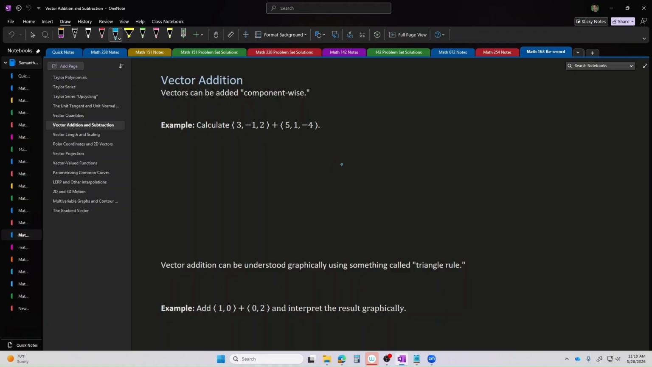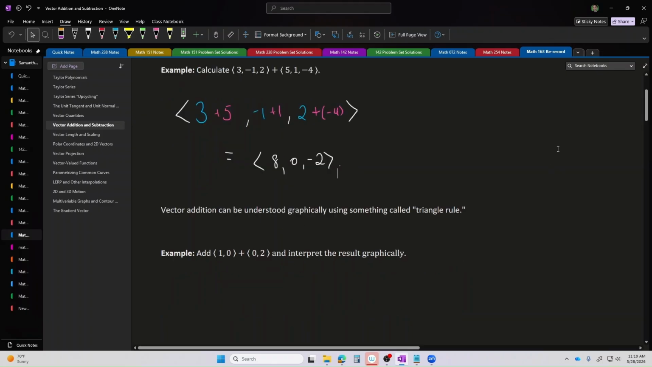then I would just add together the x components of the vectors, 3 plus 5. Separately, I would add together the y components of the vectors, -1 plus 1. And then separately, I would add together the z components of these vectors. So that would be 2 and then plus -4. So simplifying each individual component gives me an answer of 8, 0, and -2.